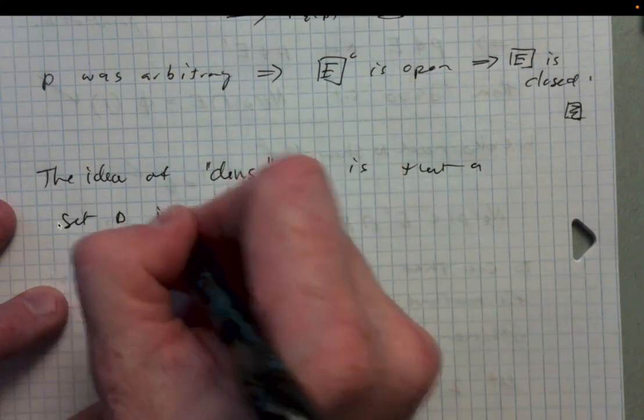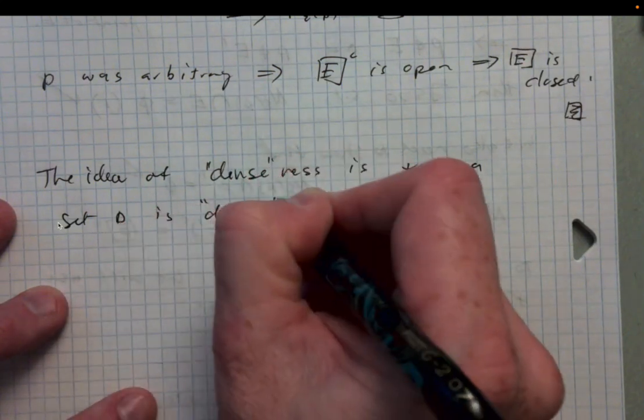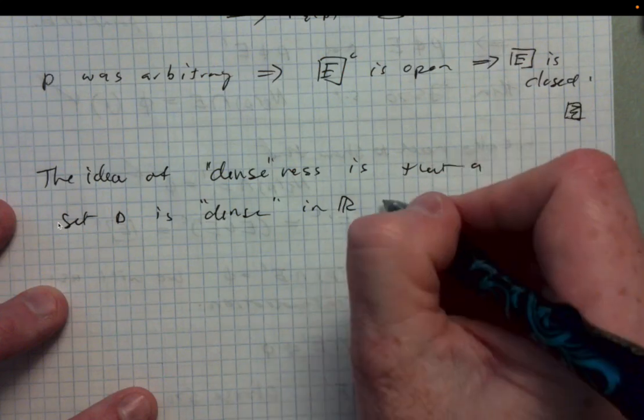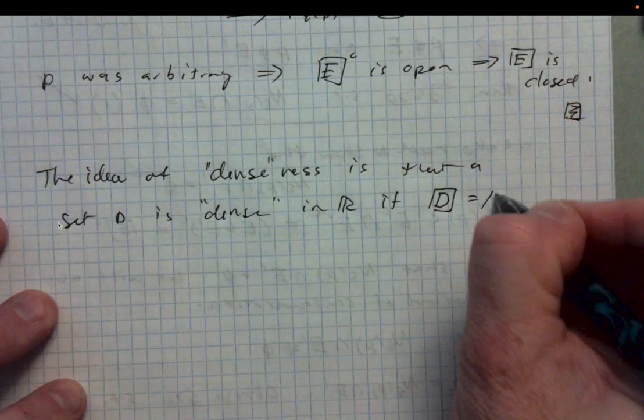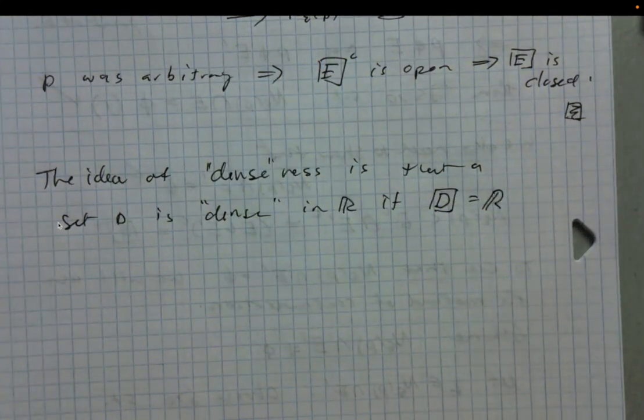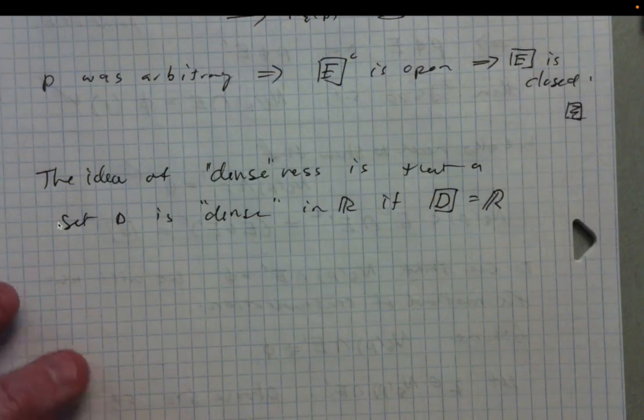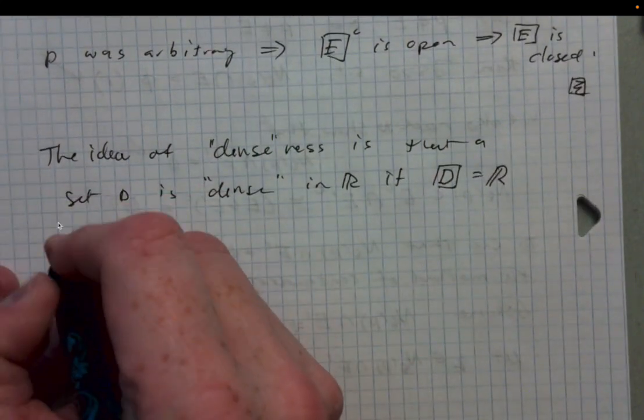is that a set D is dense in the real numbers if the closure of that set would require the entirety of the real numbers. In order to close this set D, I need all the real numbers. The limit points are everywhere and throughout the real numbers. There's no way to close the set D in R without pulling in all real numbers.